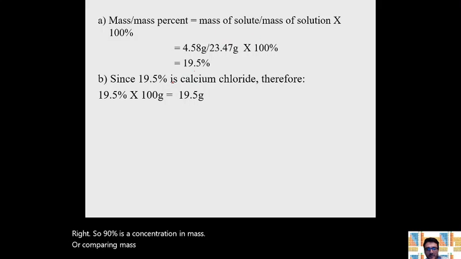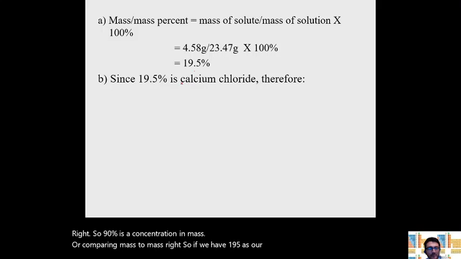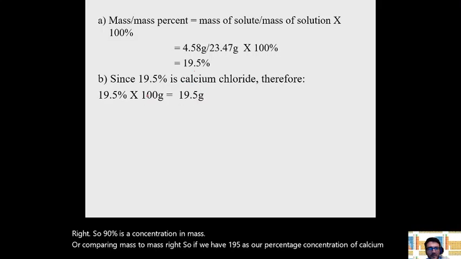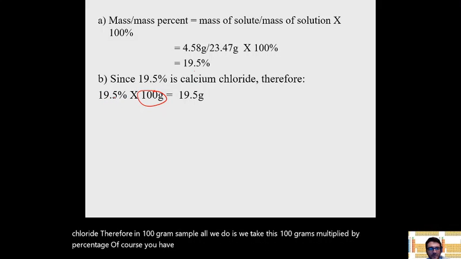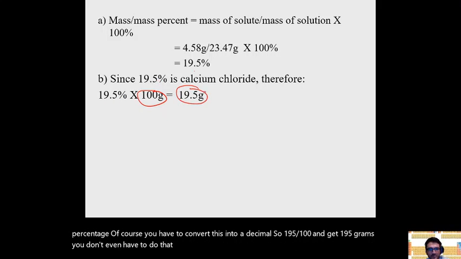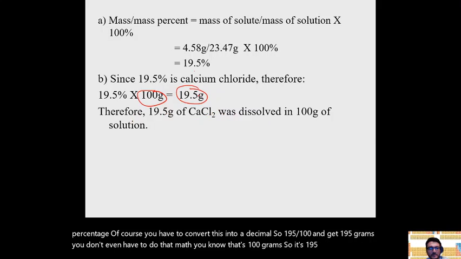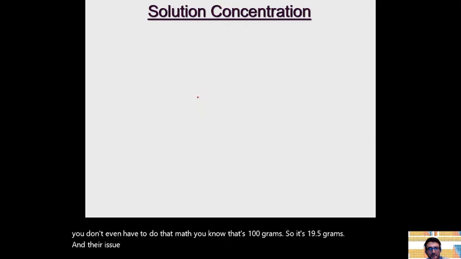Right, so if we have 19.5 as our percentage concentration of calcium chloride, therefore in a 100-gram sample, all we do is we take this 100 grams multiplied by a percentage. Of course, you'd have to convert this into a decimal, so 19.5 divided by 100, and we get 19.5 grams. You don't even have to do that math. You know that it's 100 grams, so it's 19.5 grams. And there is your therefore statement.